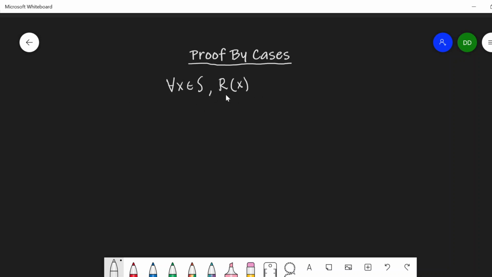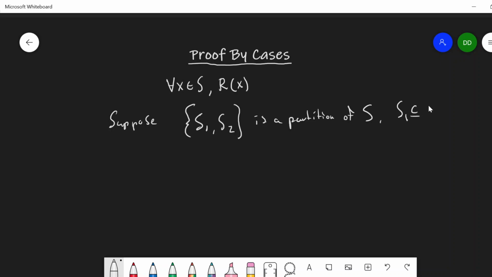So for all x in S, R of x. Suppose, let's say S, let's give it S1, S2. Let's maybe just focus on that case. Let's just say we have two sets that form a partition of S. So S1 is some subset of S, S2 is some subset of S, and we know that S1 union S2 is equal to S, and S1 intersect S2 is empty. There's no overlap between the sets.